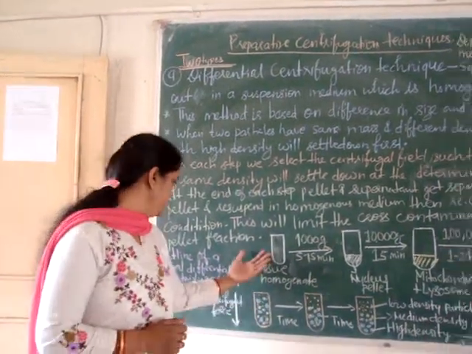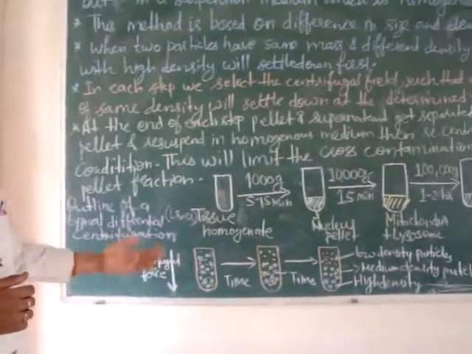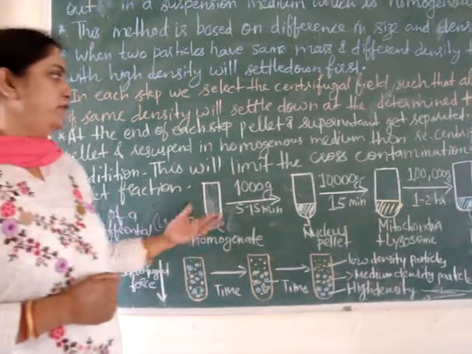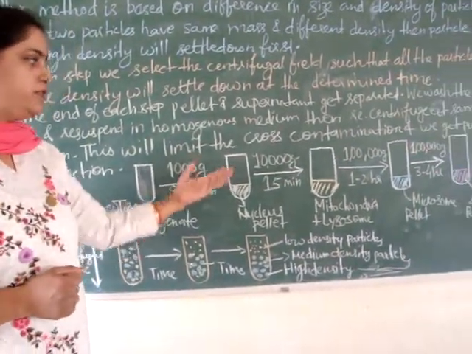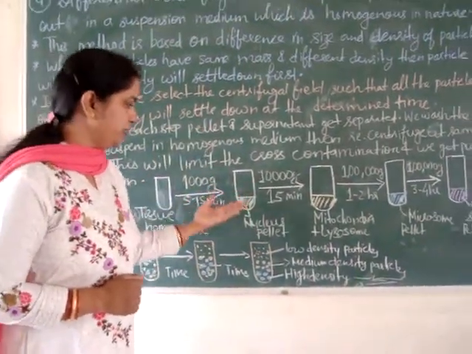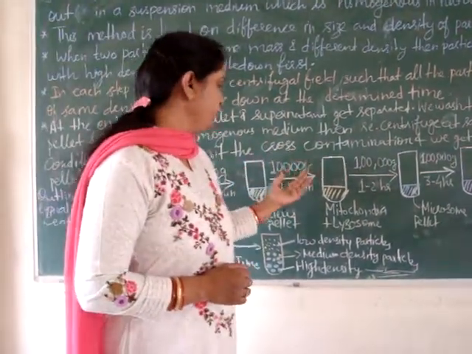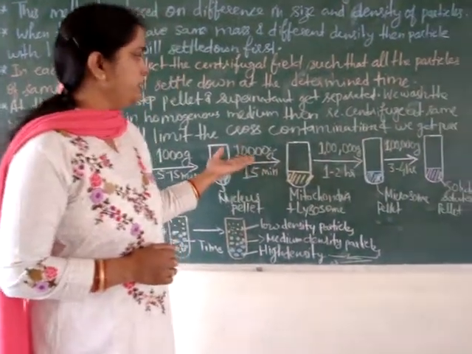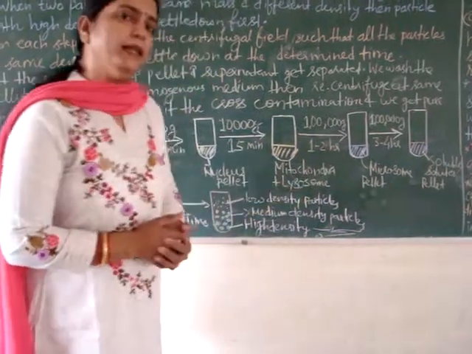Here is the example of a typical differential centrifugation technique. This is the tissue homogenate obtained from liver tissue. When we first centrifuge it at 1000 G for 5 to 15 minutes, we get the heaviest, most dense particle, that is the nucleus pellet. Then we centrifuge again for 15 minutes at 10,000 G, and we get the pellet of mitochondria and lysosomes.